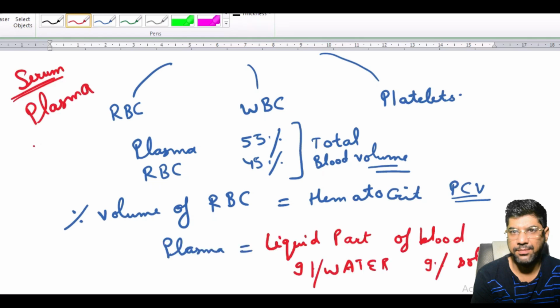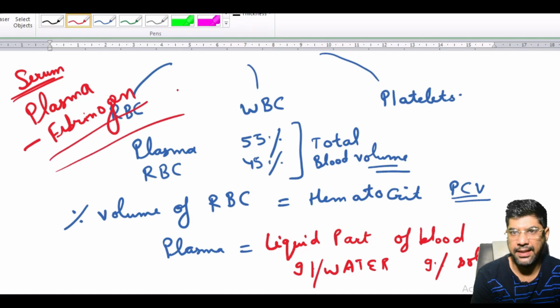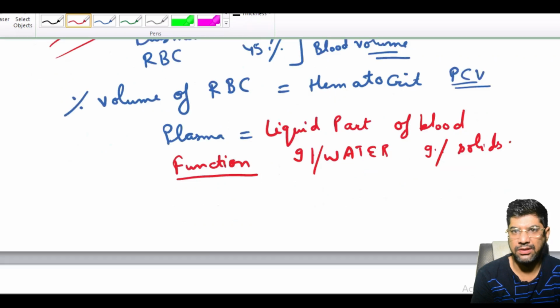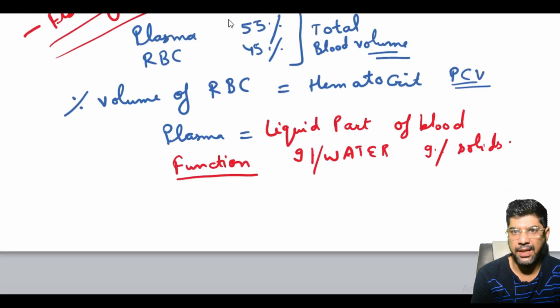Now what is serum? Serum is a clear straw colored fluid that oozes from the blood clot. So when the blood is shed or collected in a container, it clots as fibrinogen is converted into fibrin, trapping the blood cells and forming a clot. So serum is plasma minus fibrinogen.